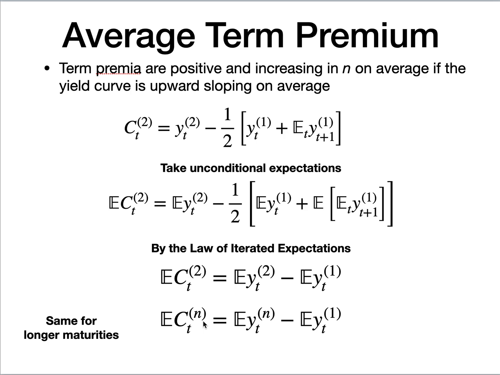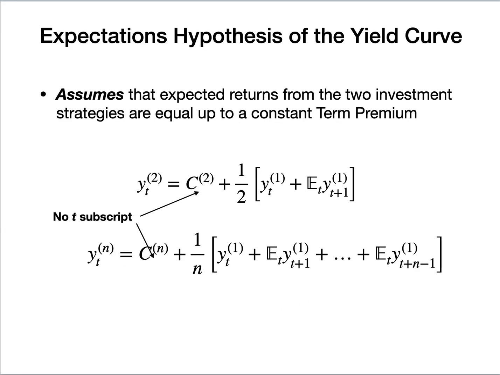On average, the term premium is just the difference between the unconditional average of the longer maturity yield and the unconditional average of the shorter maturity yield. So this tells us about a relationship between term premia on average and what we call the slope of the term structure on average, or the differences between yields of different maturities on average. Okay.